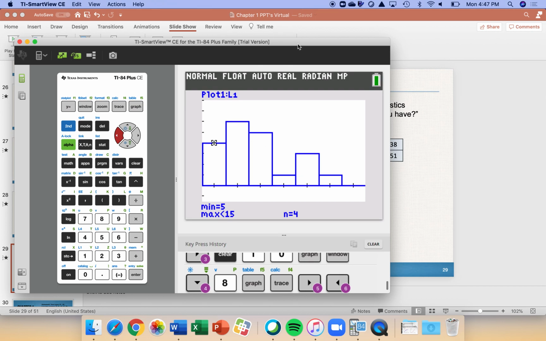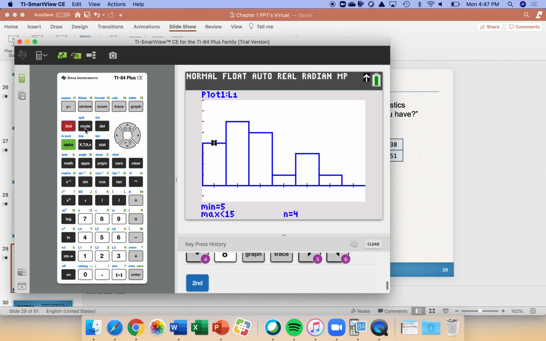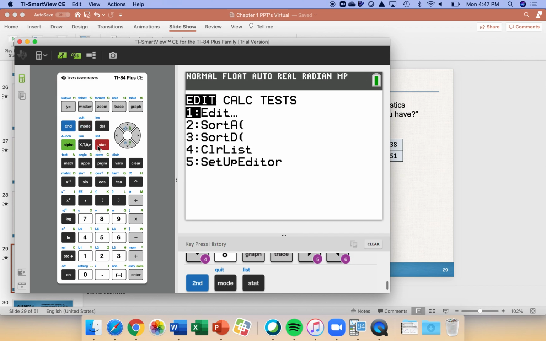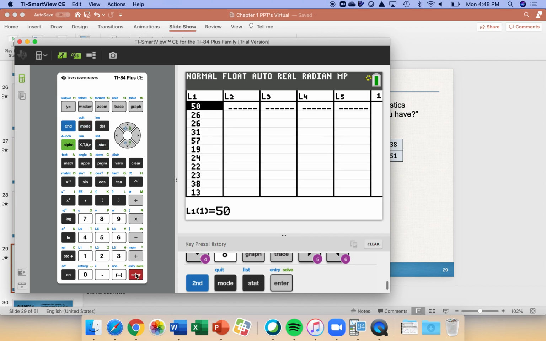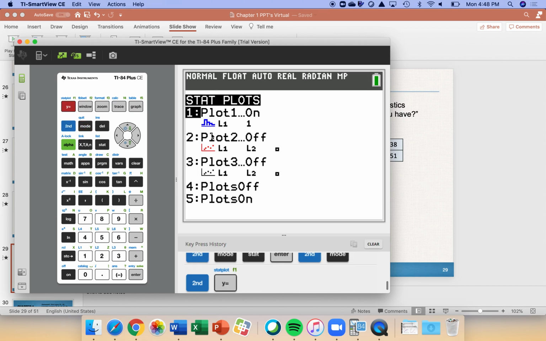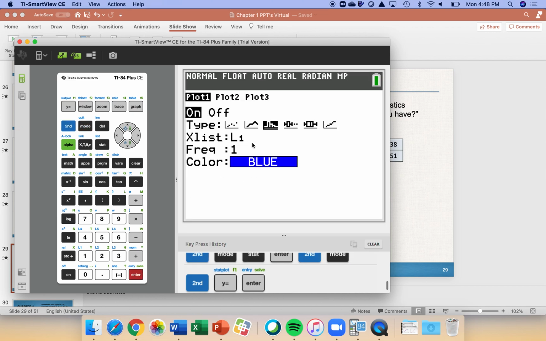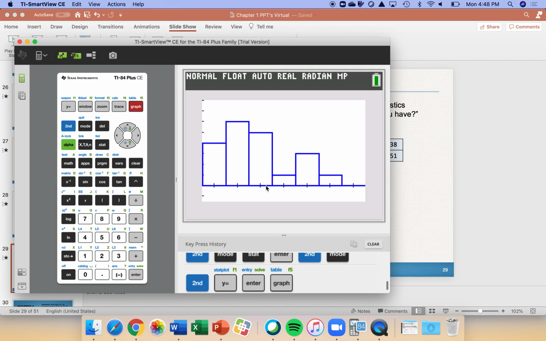And that is how you make a histogram on your calculator. You input data into stat. You use your stat plots to turn a stat plot on, and then this is your histogram picture to make a nice looking histogram.